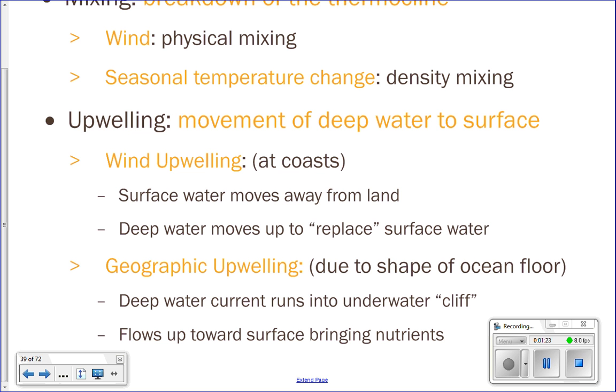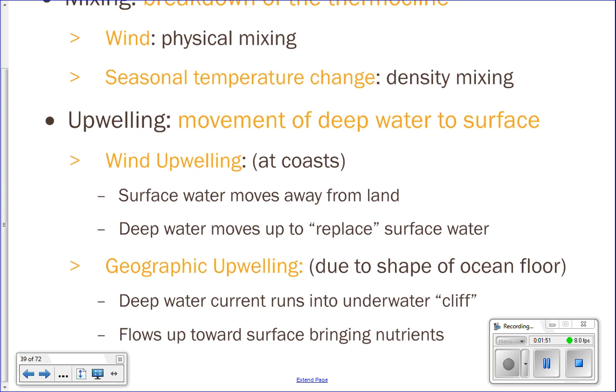So when the wind blows out to sea, it pushes that top surface layer of water out and pulls water up from the deep, bringing nutrients up. Or you can have geographic upwelling. Okay, that's where you have these big currents at the bottom of the sea moving along. And sometimes those big currents hit seamounts. And when those hit seamounts, that seamount forces the current to come up towards the surface, bringing nutrients with it.